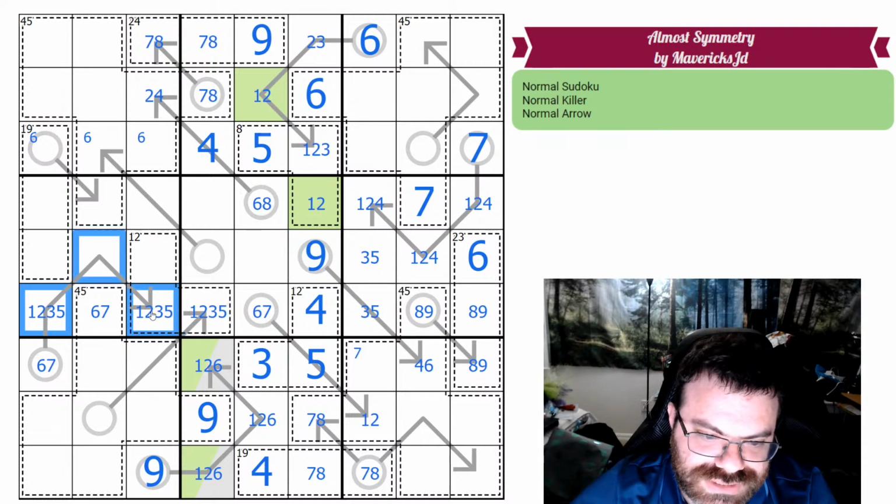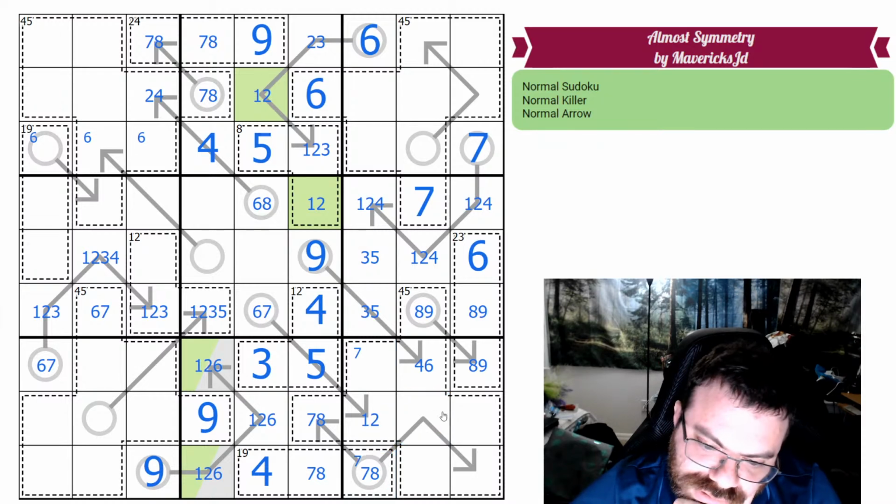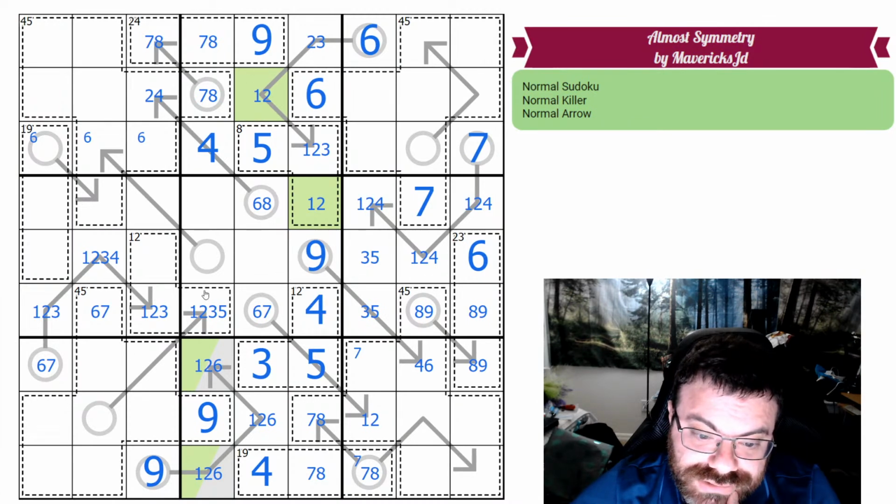This is a 3. This needs to be 1, 2, 3, or 1, 2, 4. So they can't have 5s on them. So this is a 1, 2, 3, or 4. Okay, let me take a look at what we've got.